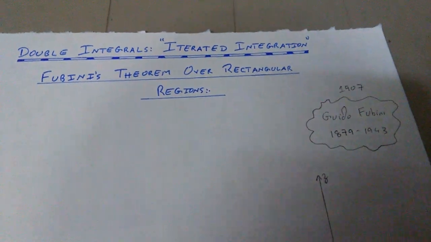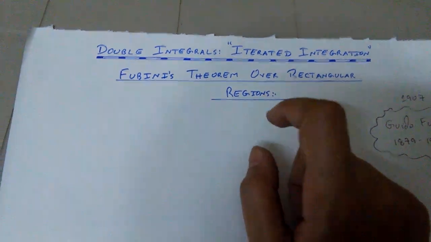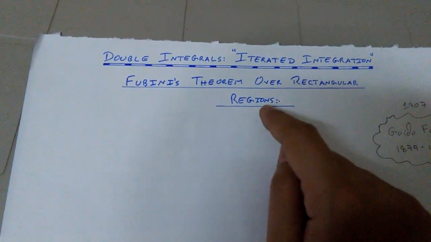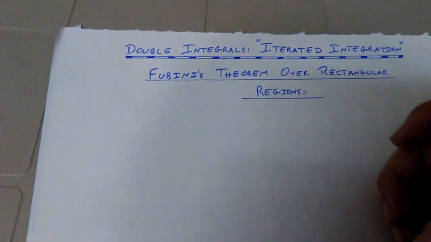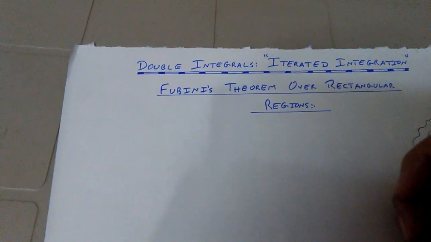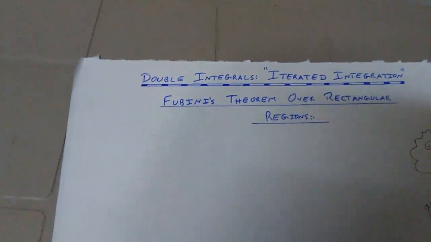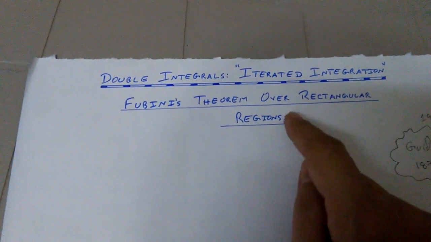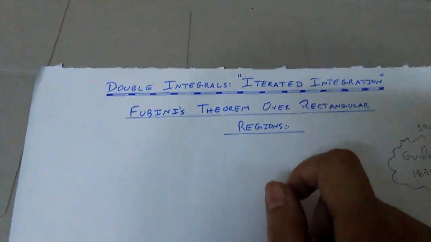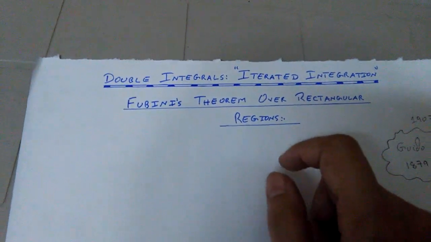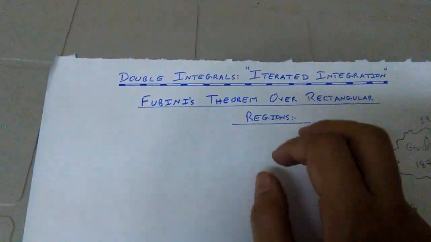So this was the time when he presented this theorem related to the iterated integration over rectangular regions. He also presented the same theorem related to non-rectangular regions, or you can say irregular regions, but that is not part of this video. We are going to cover that in the next part, part 3 of our video. Over here we are going to focus on how iterated integration or double integrals are applied over rectangular regions. So what did Fubini state related to this?